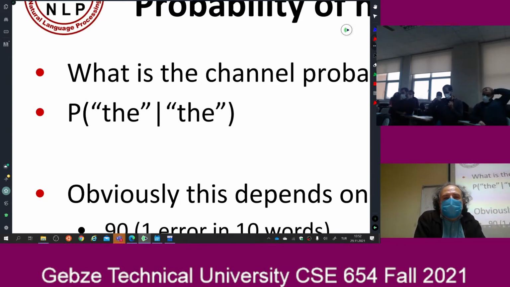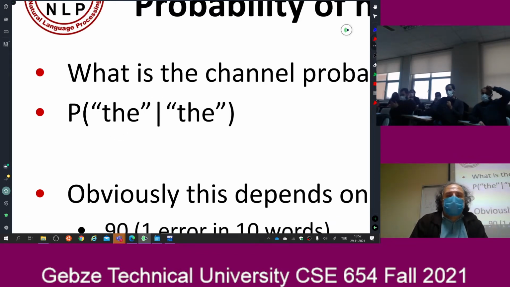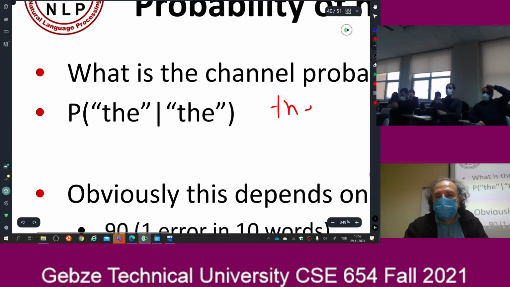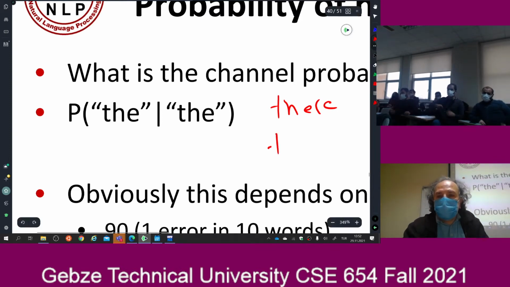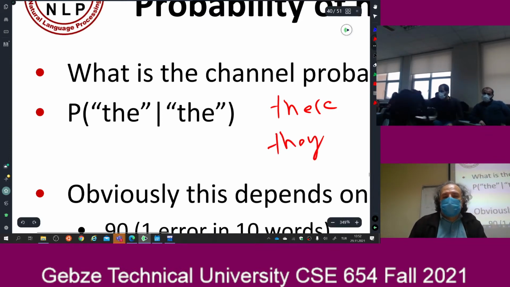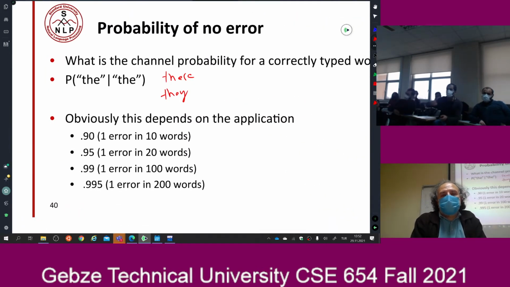I type "the" and I mean "the." There is a probability, a very high probability, but it is not 1.0. Because sometimes when I type, maybe I wanted to type this one, I don't know. So how am I going to calculate this? Of course, it depends on the application, the user, etc.